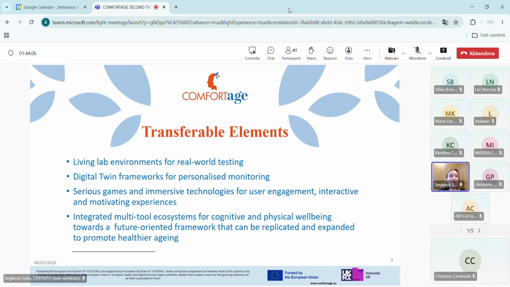A key strength of our pilot lies in its highly transferable elements, and more specifically living lab environments for real-world testing, digital twin frameworks for personalized monitoring, serious games such as the linguistic games that have been designed on a specific rationale and gained a lot of interest from older adults, immersive technologies, and interactive and motivating experiences, all integrated for the sake of cognitive and physical well-being, and integrated in a future-oriented framework that can be replicated and expanded to promote healthier aging.